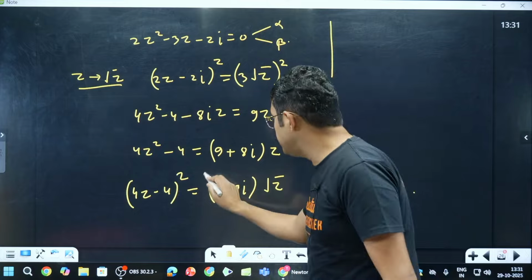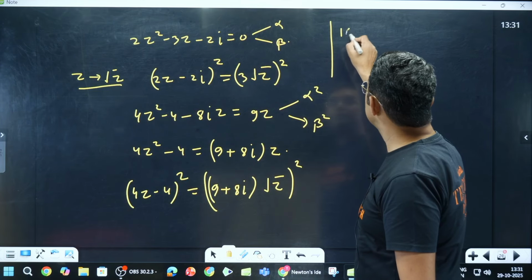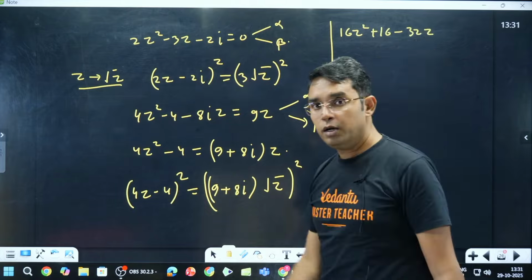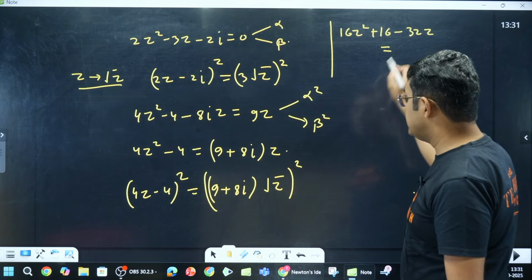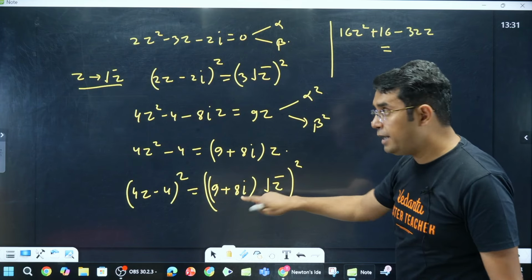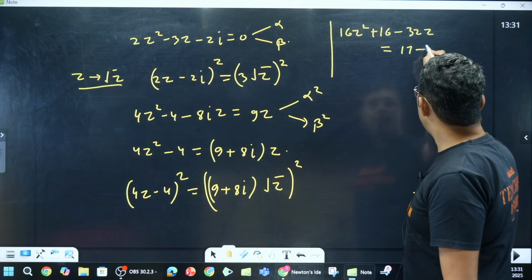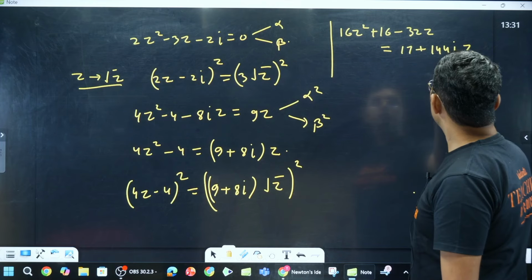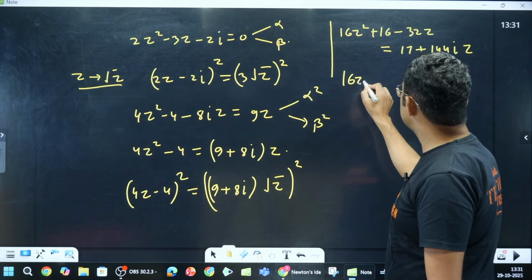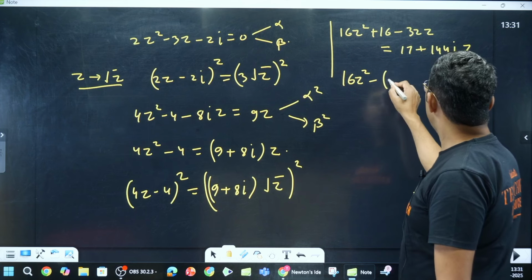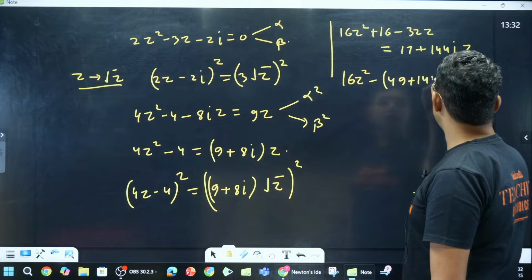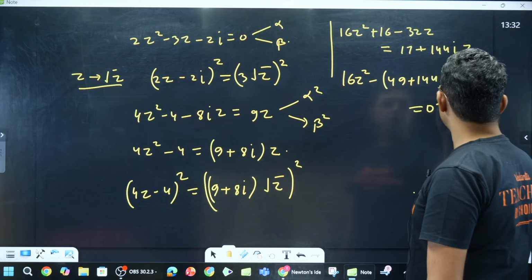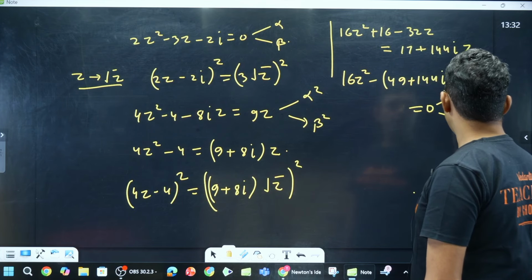Do the squaring on both sides. We will be getting 16z square plus 16 minus 32z, since 4 into 4 is 16, and 16 into 2 is 32. On the right hand side, the whole square of this will be 81 minus 64, I think it is 17, and plus 9 into 8 into 2, I think 144 iota into z. So if I bring everything to this side, it will be 16z square minus, I think, 49 plus 144 iota z plus 16 is equal to 0. Now its roots are alpha power 4 and beta power 4.